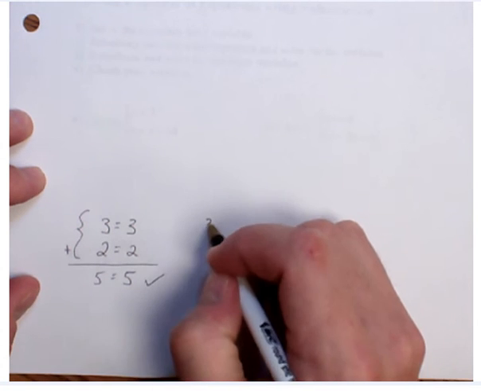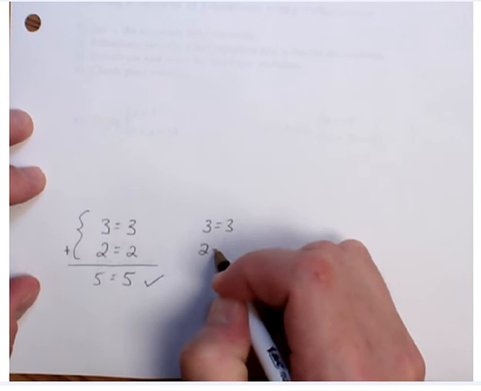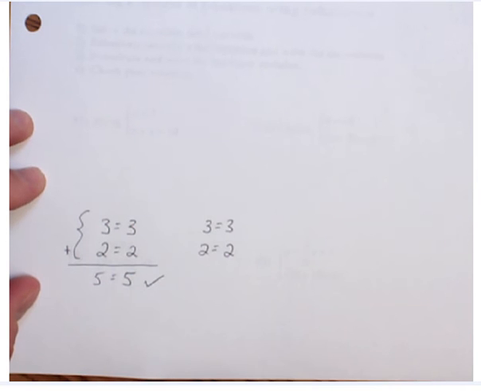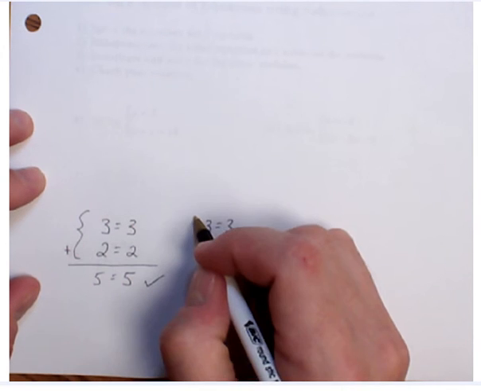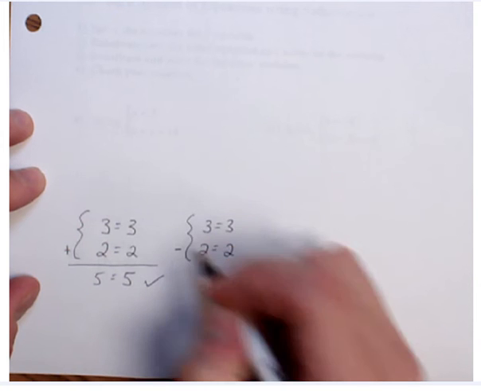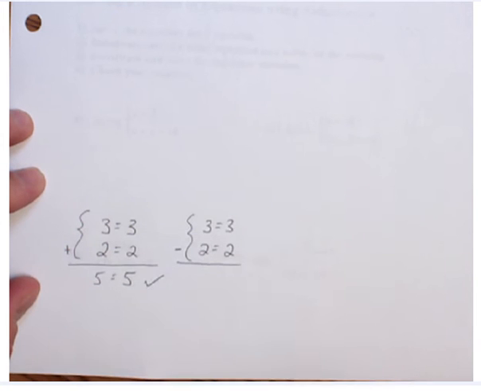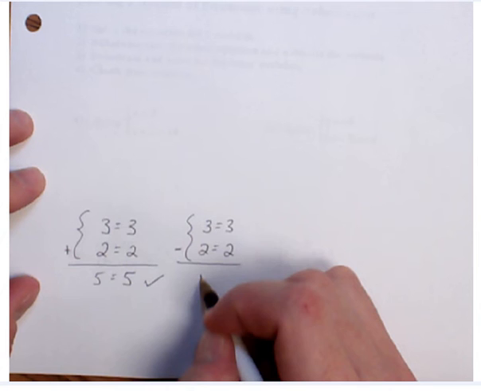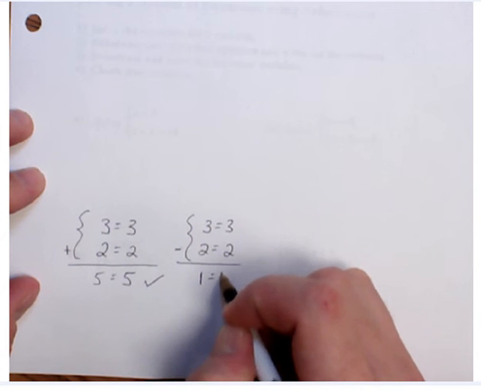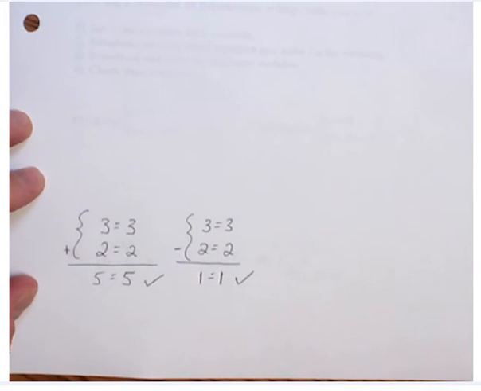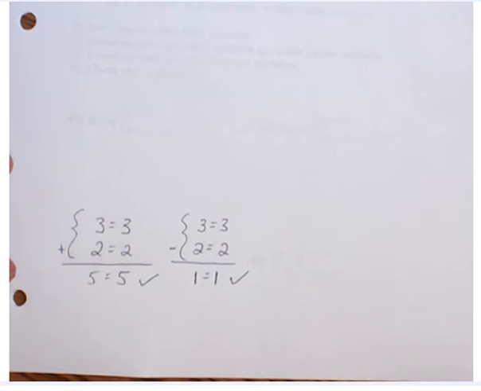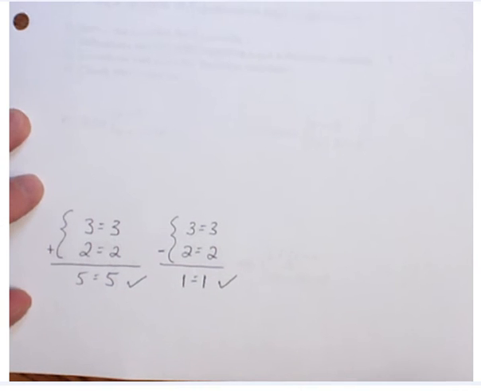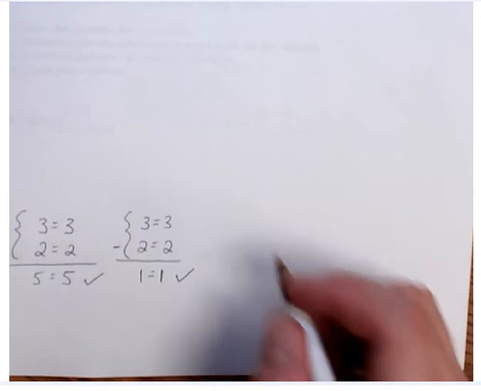You had a couple examples on your assignment yesterday where you subtracted. Let's say we subtract the equations. So we do 3 minus 2, which is 1, and 3 minus 2 again is 1. That's still true. You're allowed to subtract the two equations if you want to.